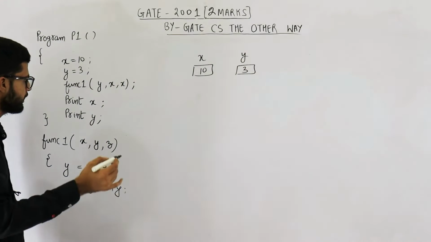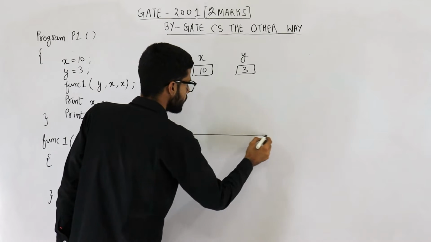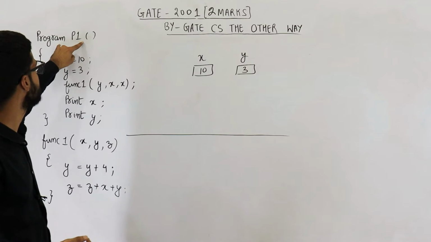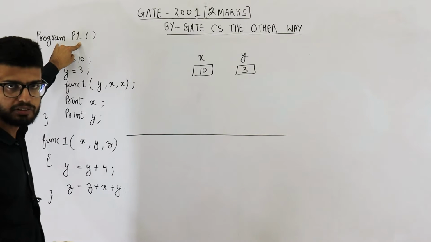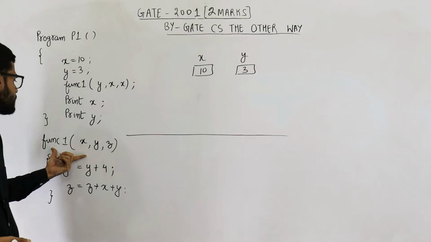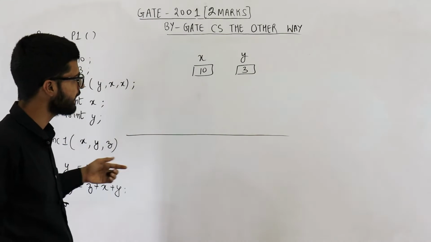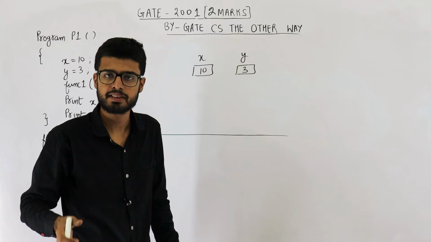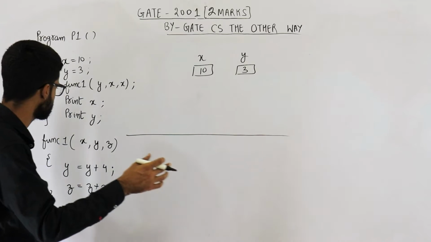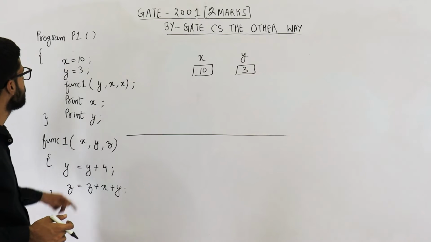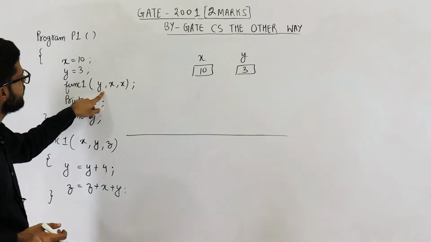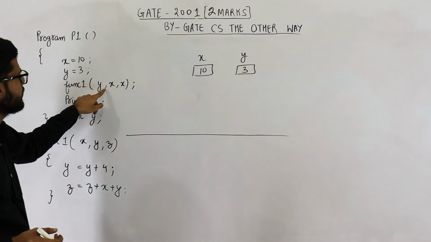So let me create a partition. In this area, I'll be writing all of the local variables of this program P1. Here I'll be writing all the local variables of this function, func1. Actually, these variables will get memory inside the activation records, but this is a simple program, so I'm not showing the activation records stack.